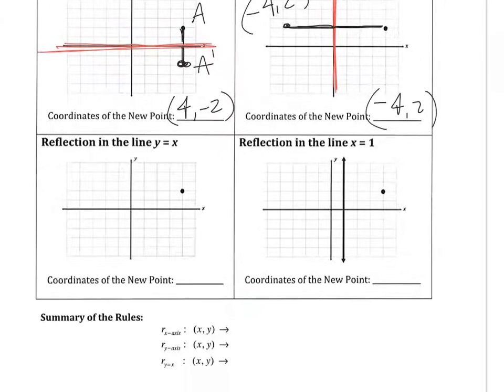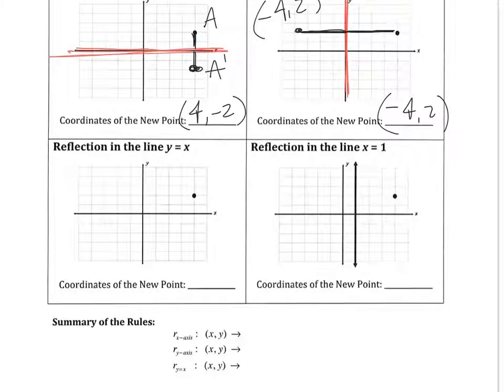In the next one, it talks about reflecting over the line y equals x. You want to be careful. The line y equals x is a diagonal line that goes through the origin. And if I was to reflect this point, it would probably wind up here. And if you did that with a compass or a ruler, you would definitely see that that coordinate is now (2, 4).